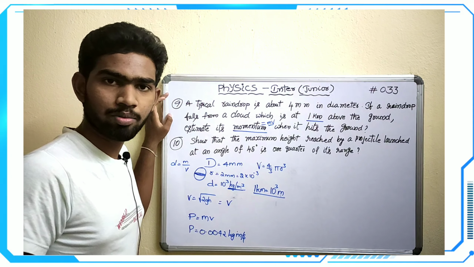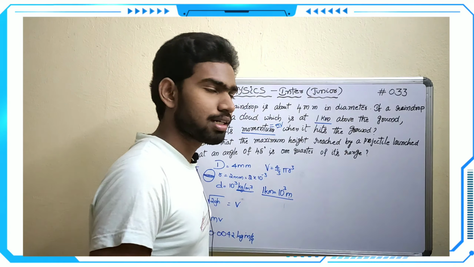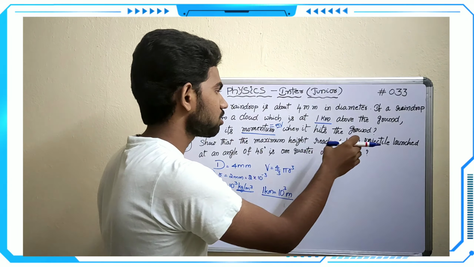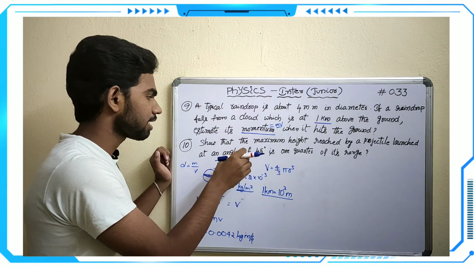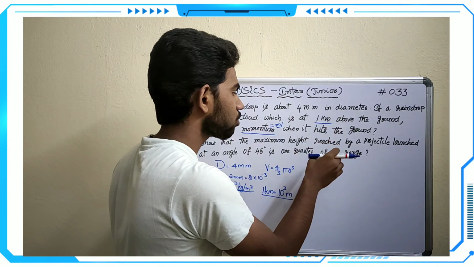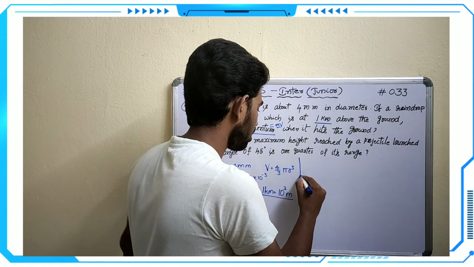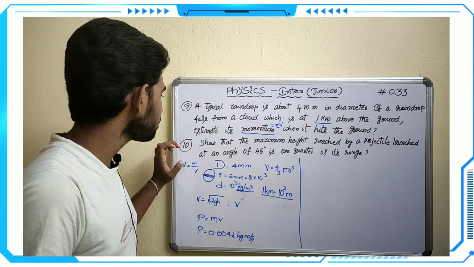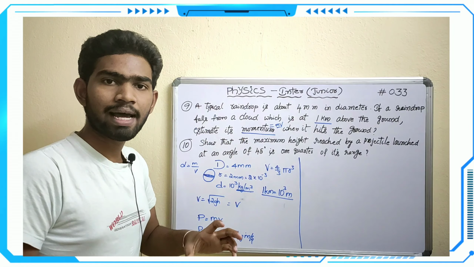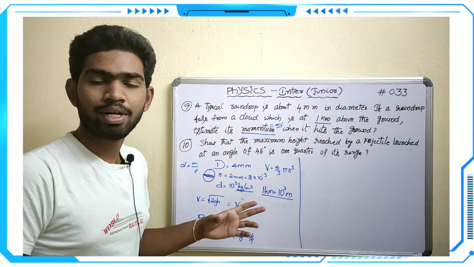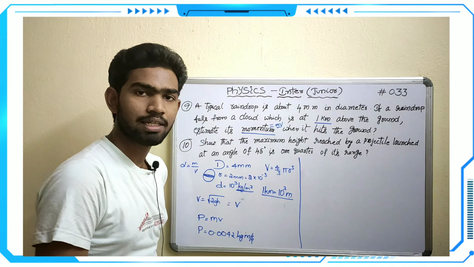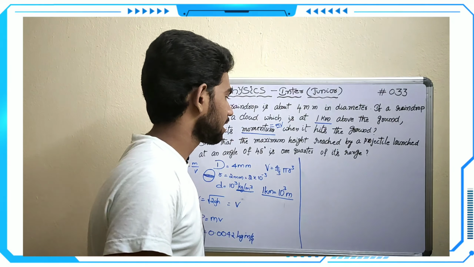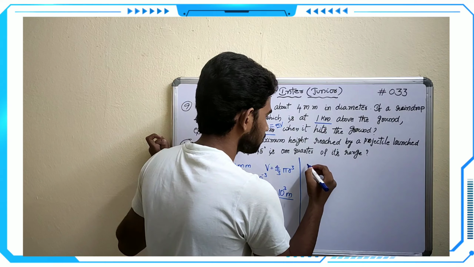This is 4 marks, very important. Let us come to the 10th question: show that the maximum height reached by a projectile launched at an angle of 45 degrees is 1/4 of its range. I am drawing a line here to separate the 9th and 10th questions. This is the relation between maximum height and range when the angle is 45 degrees. We have to remember the formulas very clearly in order to avoid mistakes.